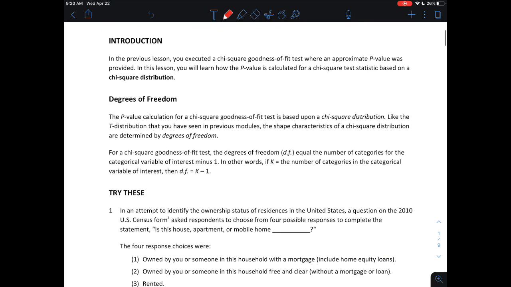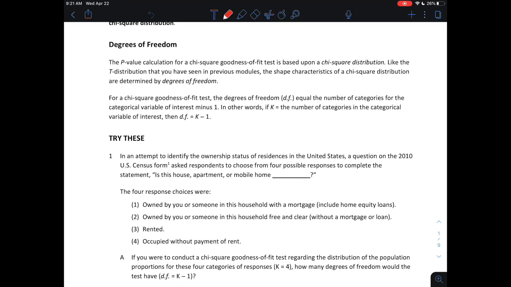The p-value calculation for a chi-square goodness of fit test is based on a chi-square distribution. Like the t-distribution that you have seen in previous modules, the shape characteristics of a chi-square distribution are determined by degrees of freedom. For a chi-square goodness of fit test, the degrees of freedom, df, equal the number of categories for the categorical variable of interest minus 1. In other words, if K equals the number of categories in the categorical variable of interest, then df is equal to K minus 1.